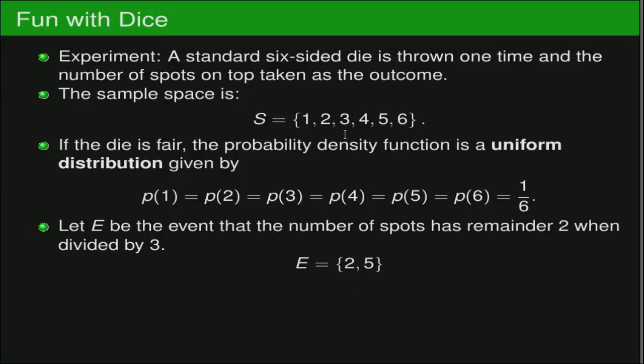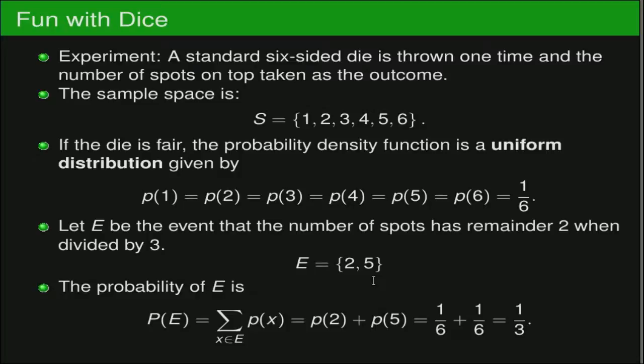Remainder when we divide 3 by 3 is 0. Remainder when we divide 4 by 3 is 1. Remainder when we divide 5 by 3 is 2. So we found another element of our set E. And then finally, if we divide 6 by 3, we get remainder 0. So the only two elements in our sample space for this particular event would be when we roll a 2 or we roll a 5.